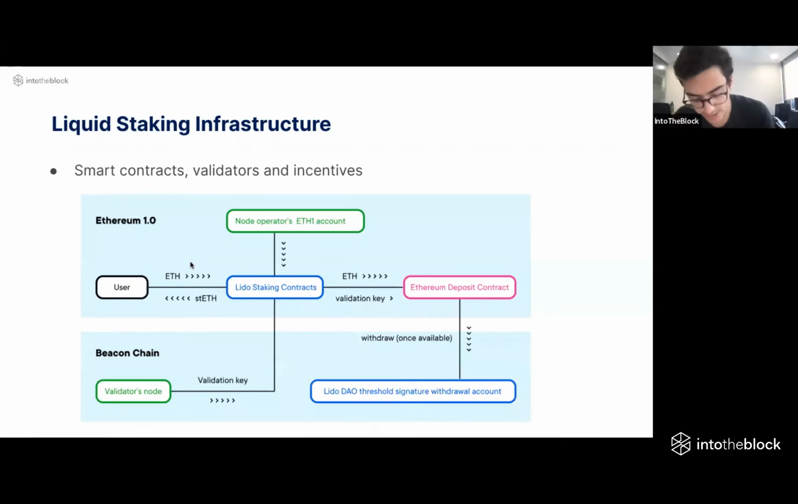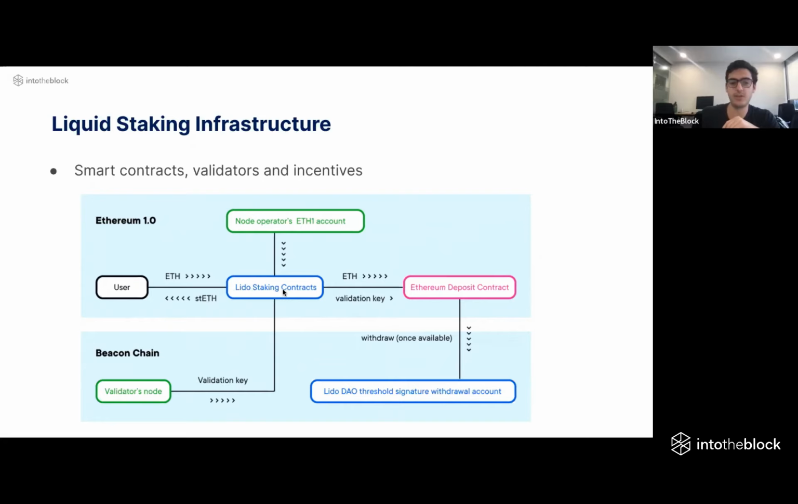Under the hood, liquid staking similarly manages incentives through smart contracts, and it works with a set of validators. Here's the infrastructure diagram for how Lido Finance works. Essentially, the user deposits ETH into Lido's staking contracts. Lido then sends this to the ETH deposit contract, which is the one where funds are allocated to stake and get staking rewards prior to the merge. The user, in return, as I mentioned, obtains the stETH token, which is a derivative.